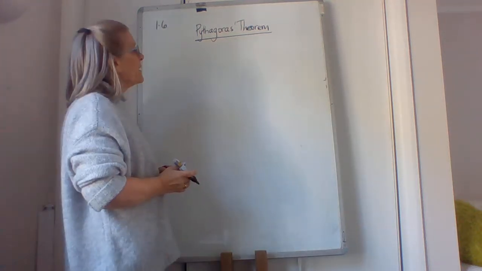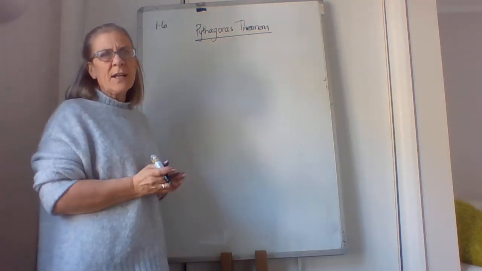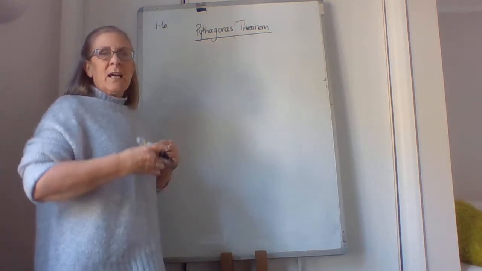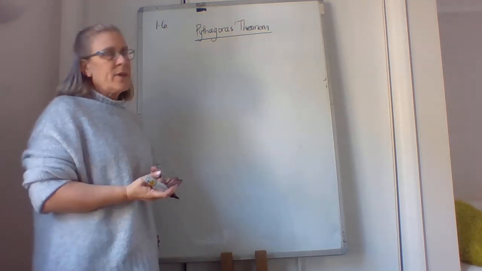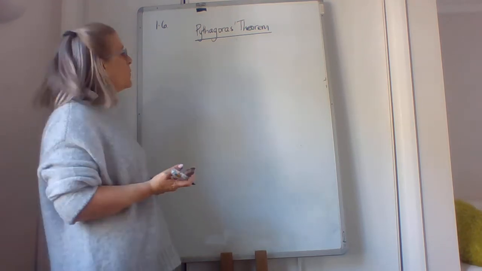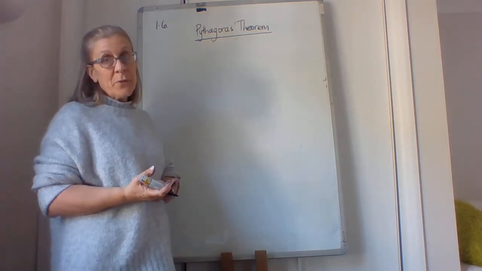Pythagoras' theorem. Lots of theorems in this. A theorem is kind of like a rule. It's something that's been found and proved to be correct. So therefore it's a theorem. We met this back in year 10. We're probably pretty good at it.